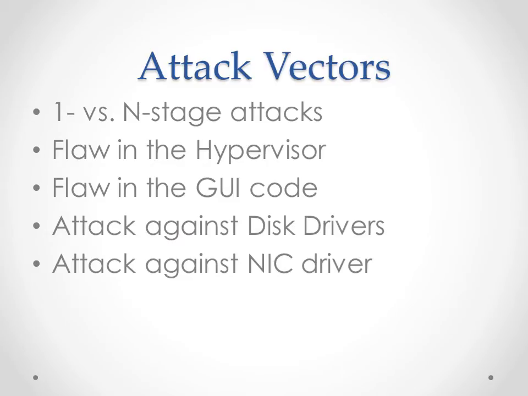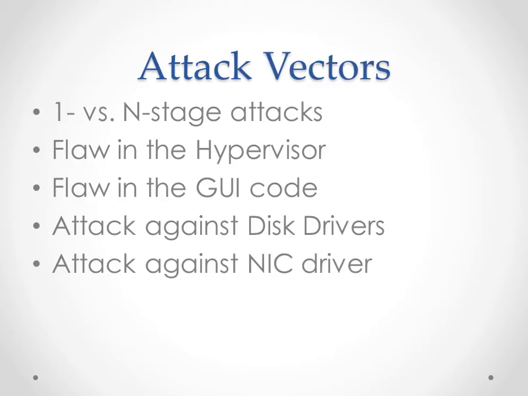Attack vectors. The author discusses two classes of attacks possible against their design. The first class is one stage, where a single exploit would immediately gain complete control over the system. The other class is multi-stage, where the attacker would need to first find a way to compromise one VM, and then find a way to use that as a jumping-off point to further exploit the system.